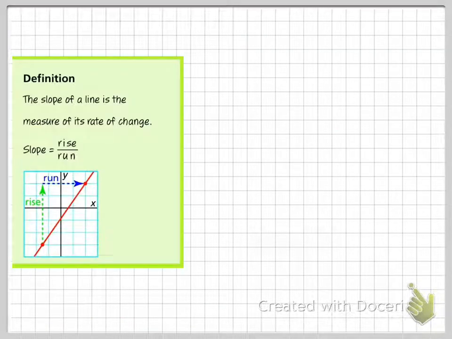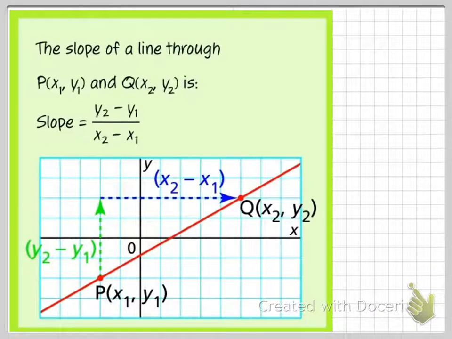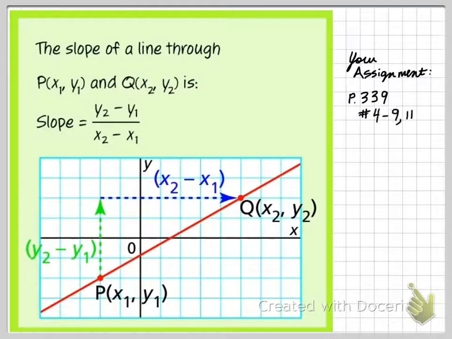Just the definition again: the slope of a line is measured as its rate of change, the rise over the run. A positive slope goes up to the right, a negative slope down to the right. A zero slope is a flat line, an undefined slope is a vertical line. The slope through 2 points P and Q can be found by going y2 minus y1 over x2 minus x1. And your assignment for this section is to do page 339, numbers 4 to 9 and 11 to 28.